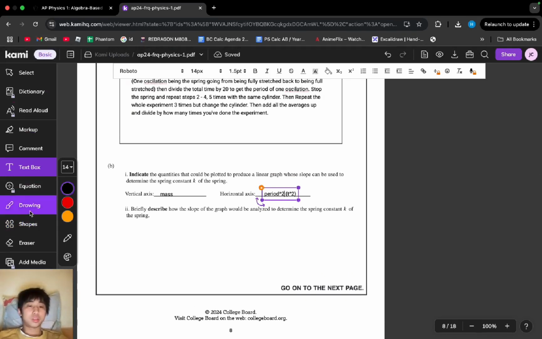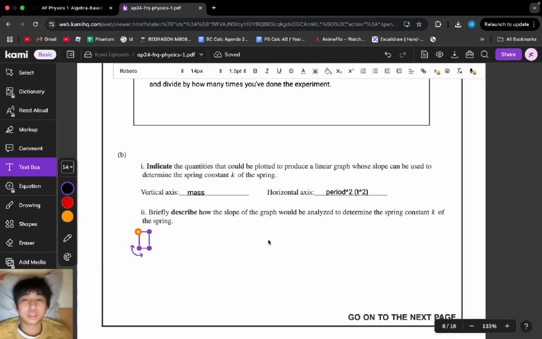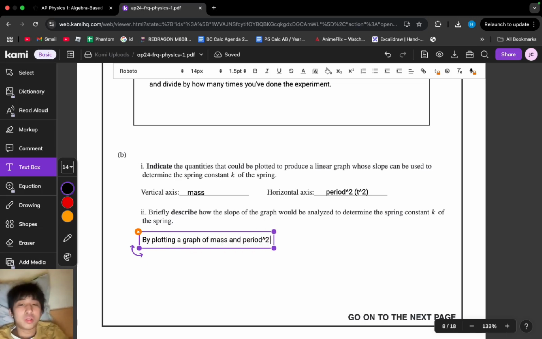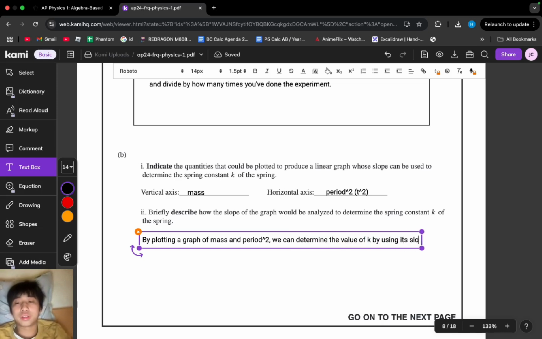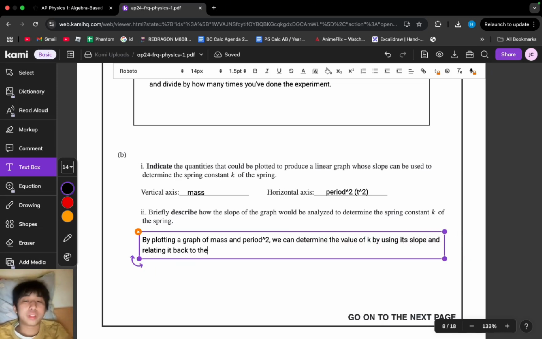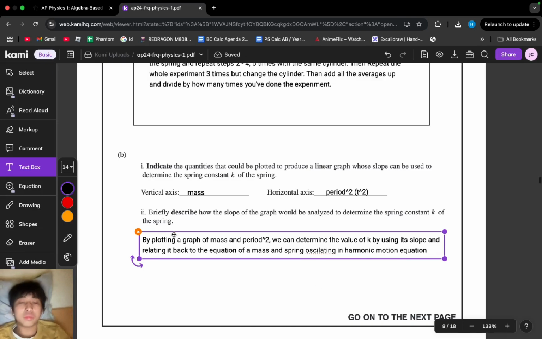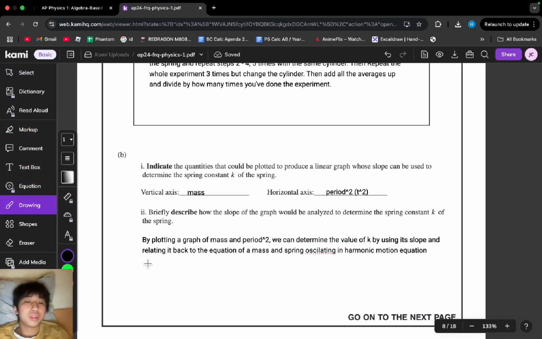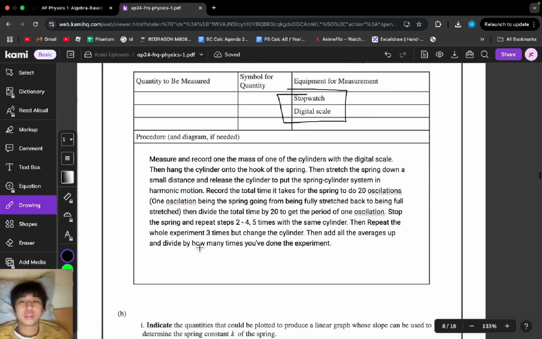Anyways, so now it says briefly describe how the slope of the graph can be analyzed to determine the constant k. Okay, for a brief explanation, it should be 1 or 2 sentences, and we can write, by plotting a graph of mass and period squared, we can determine the value of k by using its slope and relating it back to the equation of a mass and spring oscillating in harmonic motion. And then we just write at the bottom T equals whatever, all the things I wrote over here.